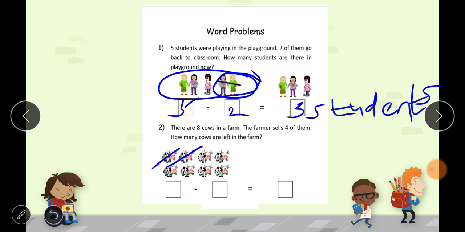1, 2, 3, 4. So how many cows are left? Count them. The cows that are left are the ones you didn't cross out. 1, 2, 3, 4. So there are 4 cows left. We have to write out the number sentence. 8 take away 4 equals 4 cows. 4 cows. Can you see it now?